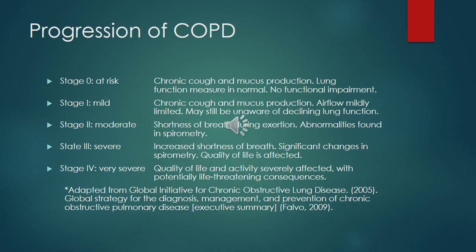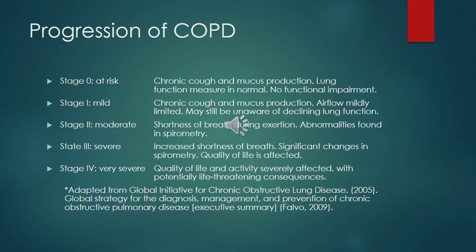And as the disease progresses, it can move on to a more moderate stage, or what they call stage 2. This is when you experience shortness of breath during exertion. Also, you'll find abnormalities in spirometry. As you measure lung capacity through spirometry, you'll see some abnormalities related to that.